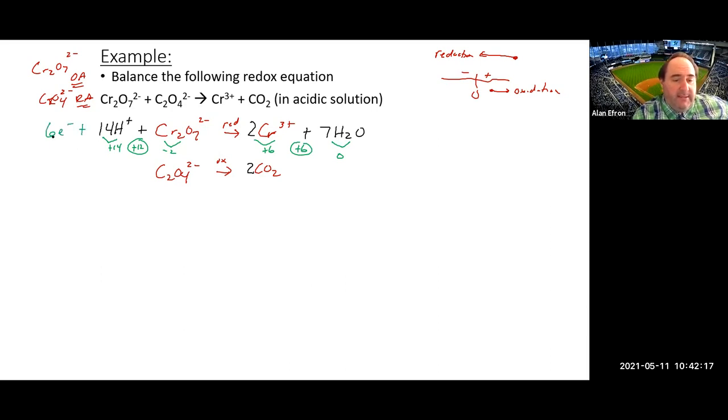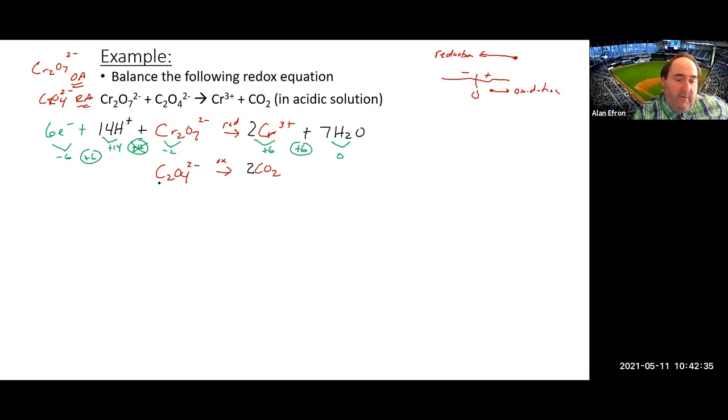To do that, 6 electrons and +12 gives me a +6 on the left to match the +6 that's over there. So with this, the -6 gives us a new +6 over here. Any questions on that there?